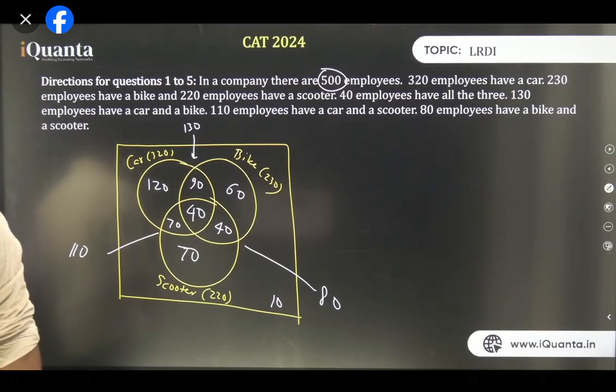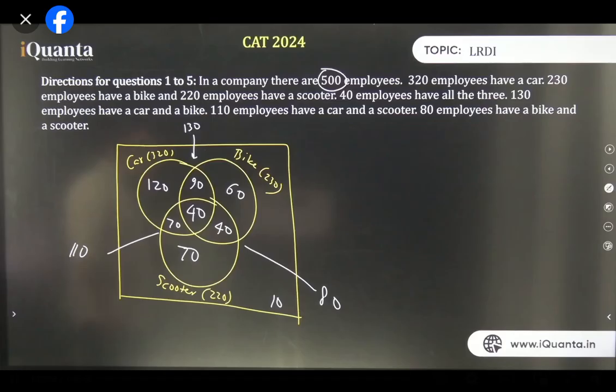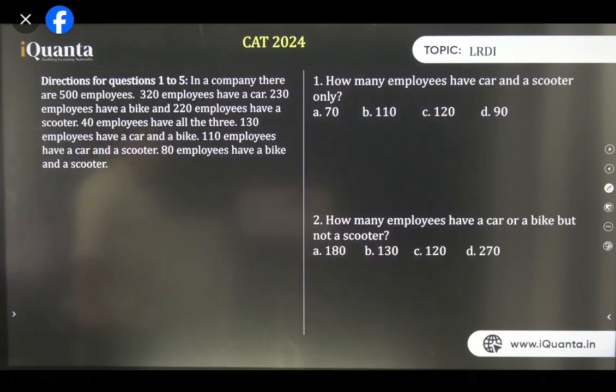Such a simple question and you guys made it complex because of your own complex mindset. Chalo, let's solve it. How many employees have a car and a scooter only?